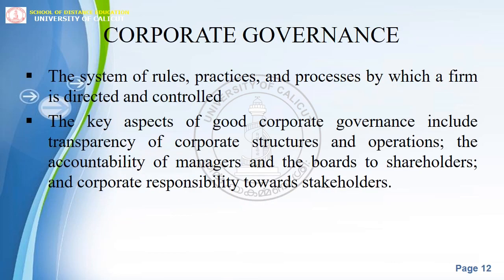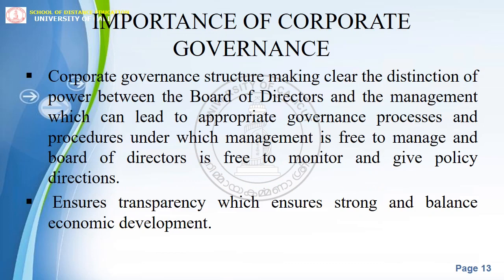The system of rules, practices, and processes by which a firm is directed and controlled is known as corporate governance. Transparency of corporate structures and operations and the accountability of managers form the key aspects of good corporate governance. Corporate governance ensures transparency and strengthens the balance of economic development. Moreover, it makes clear the distinction of power between the board of directors and the management, and also the processes and procedures under which management is free to manage and the board of directors is free to monitor and give policy directions.